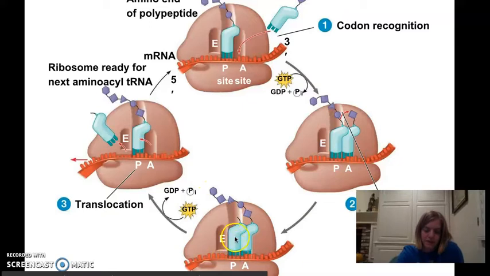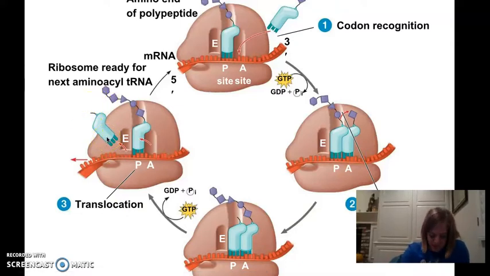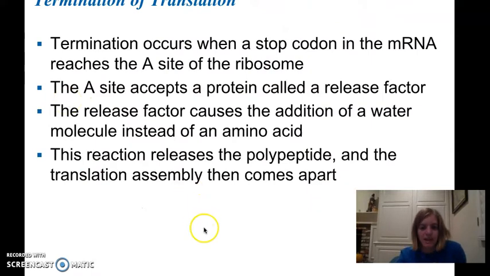Now the tRNA in the P site is empty, so the ribosome moves over, and that empty tRNA moves to the exit site where it is released back. So elongation will continue to occur, and we keep getting a longer polypeptide chain until termination. Termination is signaled when the mRNA reaches the stop codon at the A site of the ribosome.